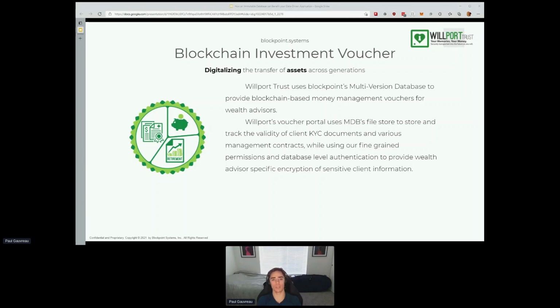And so that's where an immutable database comes in. That's where we come in: we mitigate a lot of the risk associated with storing this very sensitive information, but then also provide clear audit trails and analytics into the application itself.